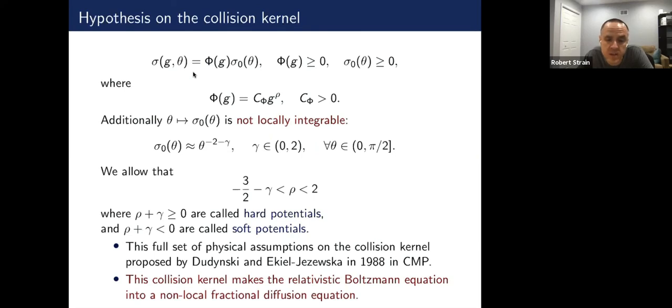And that's kind of the whole range of possibilities, because when gamma goes to 0, you're approaching a 0 order angular singularity. And when gamma goes to 2, you are approaching a whole derivative, or whole 2 derivatives, depending on how you look at it. So this is the whole range of fractional derivatives that you can use.